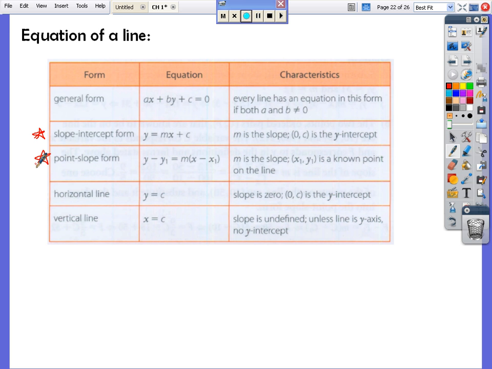Horizontal lines are always in the form y equals. Vertical lines are always in the form x equals. Things to remember: the slope is 0 for a horizontal line. The slope is undefined for a vertical line.